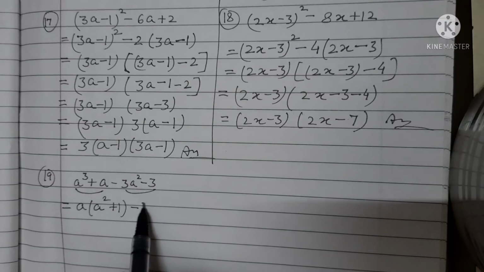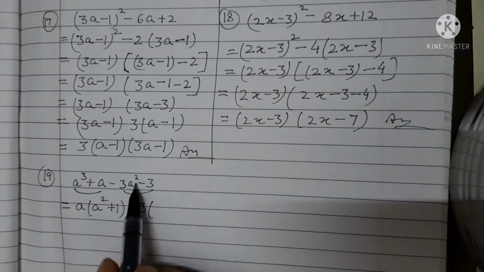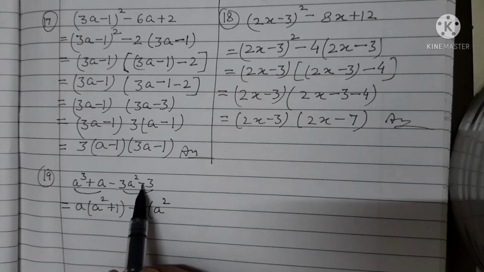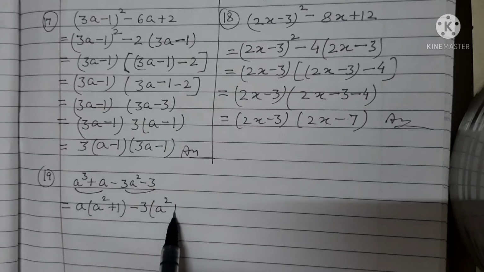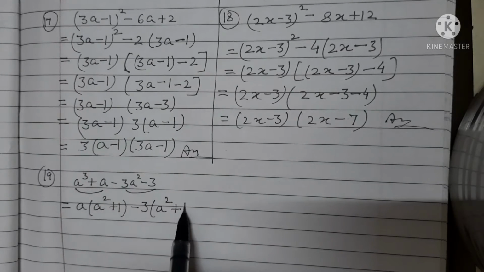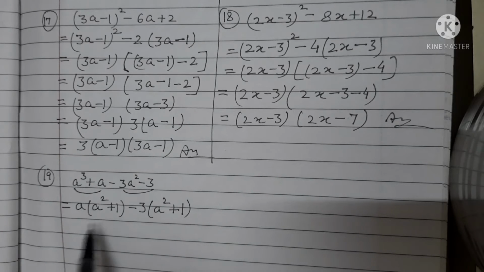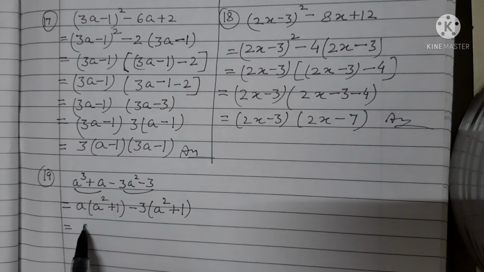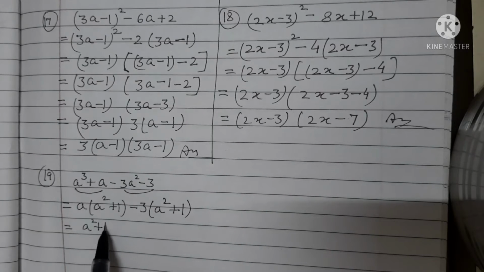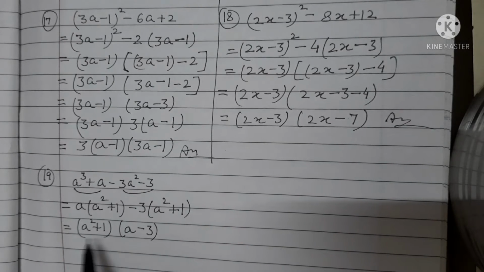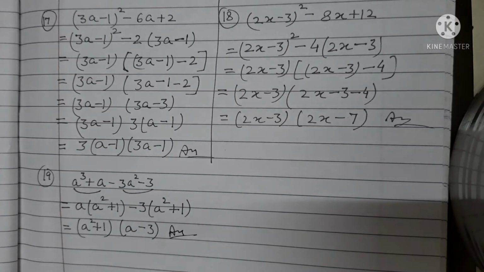Now minus 3 common, so in this term a square, and here minus is taken out, so this becomes plus, and 3 taken out, only 1 here. So these are the same, a square plus 1, so take it as a common factor. Now the remaining a and minus 3, this is the factor. Answer.